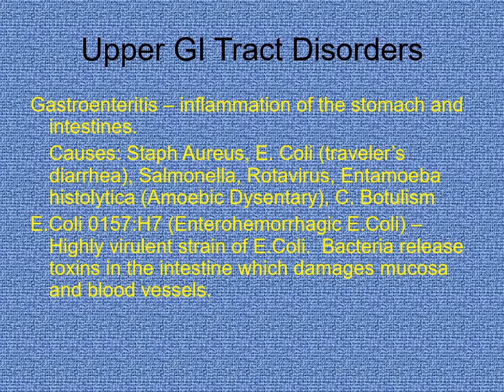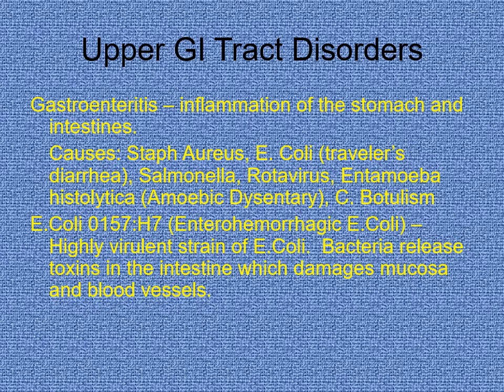Gastroenteritis, inflammation of the stomach and intestines. Common causes: Staph aureus, E. coli, which the common cause is traveler's diarrhea, Salmonella, rotavirus, Entamoeba histolytica, which is amoebic dysentery, and Clostridium botulism, which hopefully you won't ever have, because that's extremely serious and very often fatal, which comes from poorly canned food and prepared meat. Don't see it too much anymore, though, thank God.